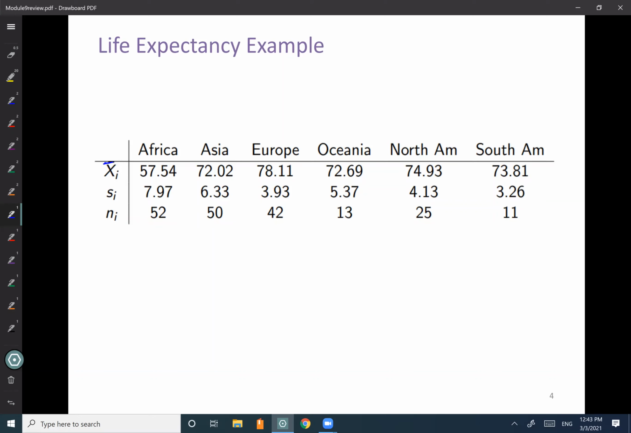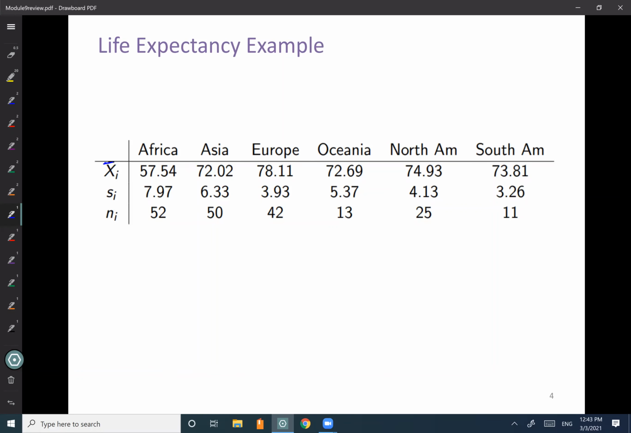The 3 main ones in North America are, of course, Canada, US, and Mexico. But there's also Cuba, Dominican Republic, Antigua, and so forth. And then there are 11 countries in South America. And those are the average life expectancies for each of those continents.